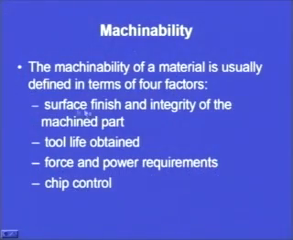But if the materials are substantially different, then the scales definitely will vary. So it is not that easy that we can very easily say this is easily machinable or this is difficult to machine. It depends on a number of parameters that we have seen here. Four parameters have been identified: the surface finish and integrity of the machined part, tool life obtained, force and power requirement, and the chip control.